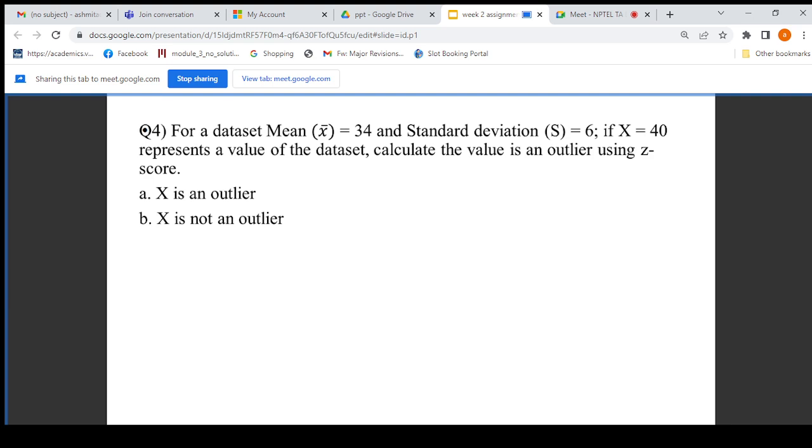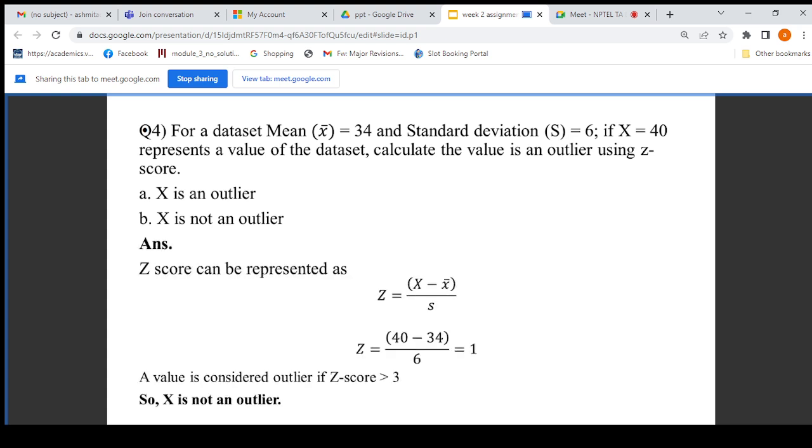Okay. So now can you please solve this question and tell me the value? What is the z score of this particular question? X is not an outlier. B is the answer. Okay. Now I am asking about the z score. What is the z score value? Plus 1. Z score is plus 1. Yeah, x minus x bar by SD.